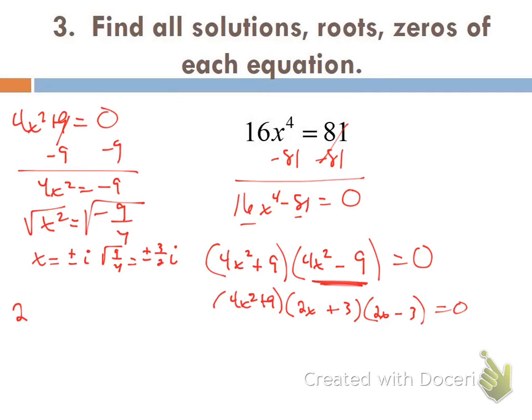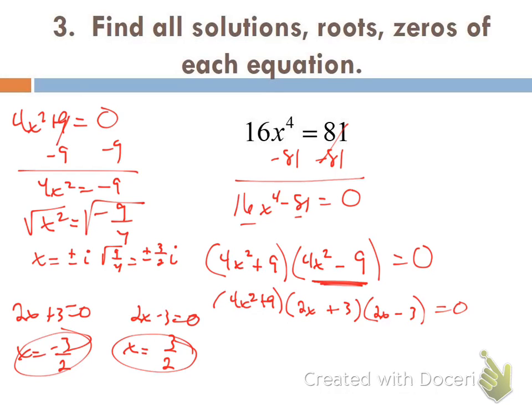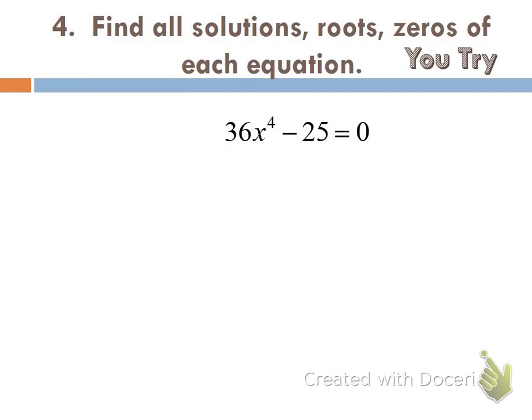The next two are going to come from setting 2x plus 3 equal to 0 and 2x minus 3 equal to 0. So now subtract 3, divide by 2. Add 3, divide by 2. And there's your other two solutions. So again, not always are we going to find four solutions, but that's kind of a pretty good guideline. So 2 there, 3/2 i and negative 3/2 i, and then 2 below, negative 3/2 and positive 3/2. Okay? Like I said, we're just factoring and setting our factors equal to 0.